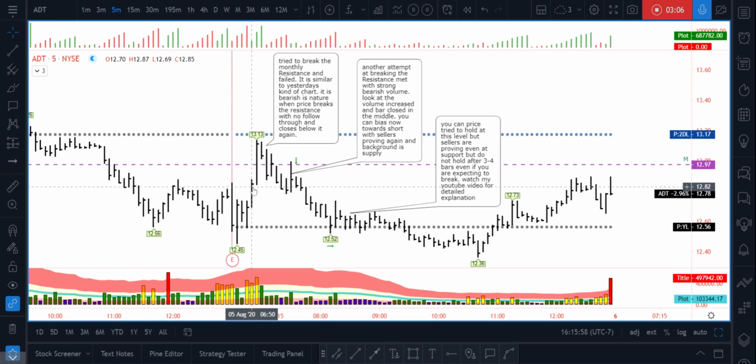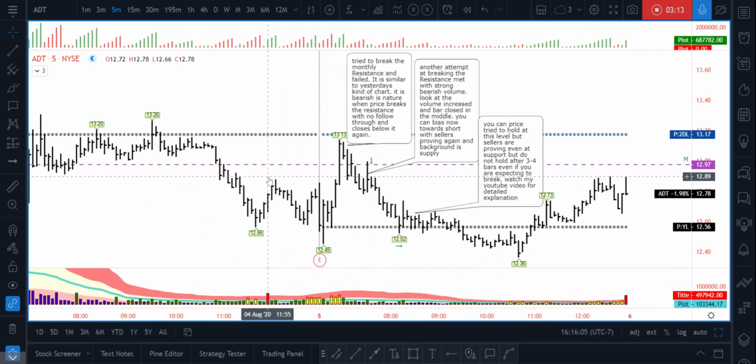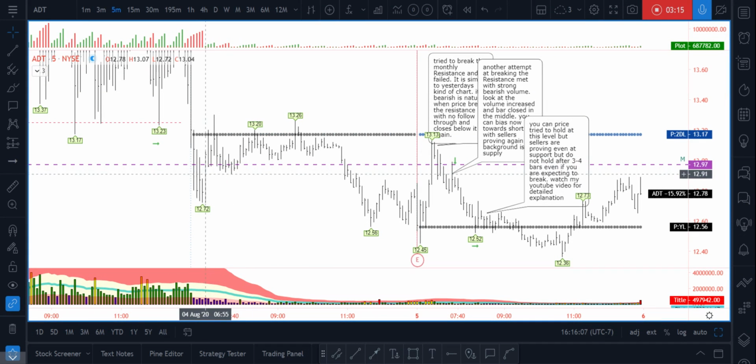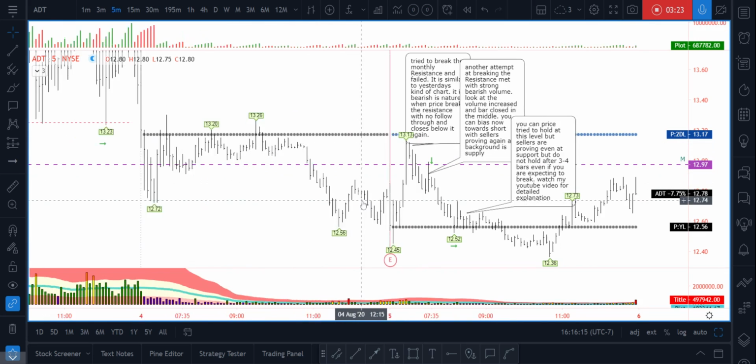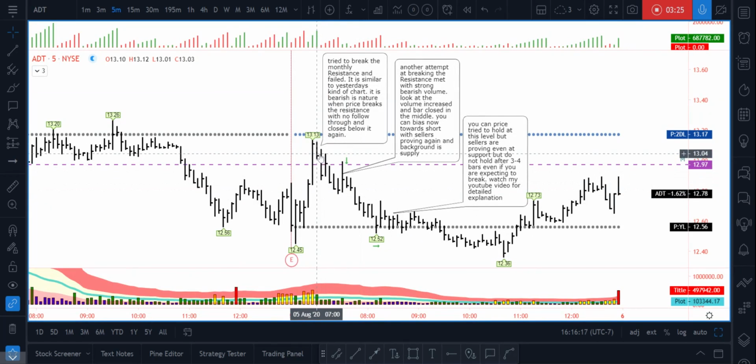So you see that there's good buying, and then there's no follow through. It closes back below the monthly level, and yesterday the same thing happened. It broke the monthly, and then it tried to hold after coming back again, but couldn't hold, and then broke down, right? So again, today it comes back inside this one.